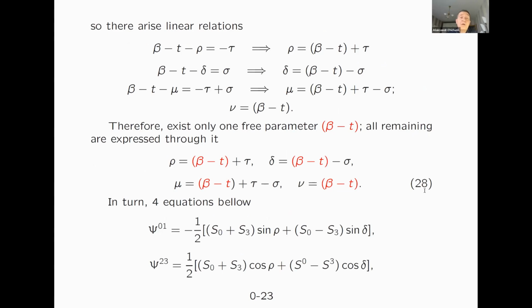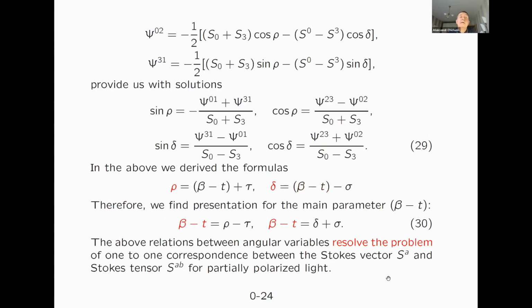In turn, the four equations below provide us with solutions in the form 29, and in the above we derived the formulas for rho and sigma. Therefore, we find the presentation for the main parameters of this difference in the form so T. The above relations between angular variables resolve the problem of one-to-one correspondence between the Stokes vector SA and the Stokes tensor SAB for partially polarized light.